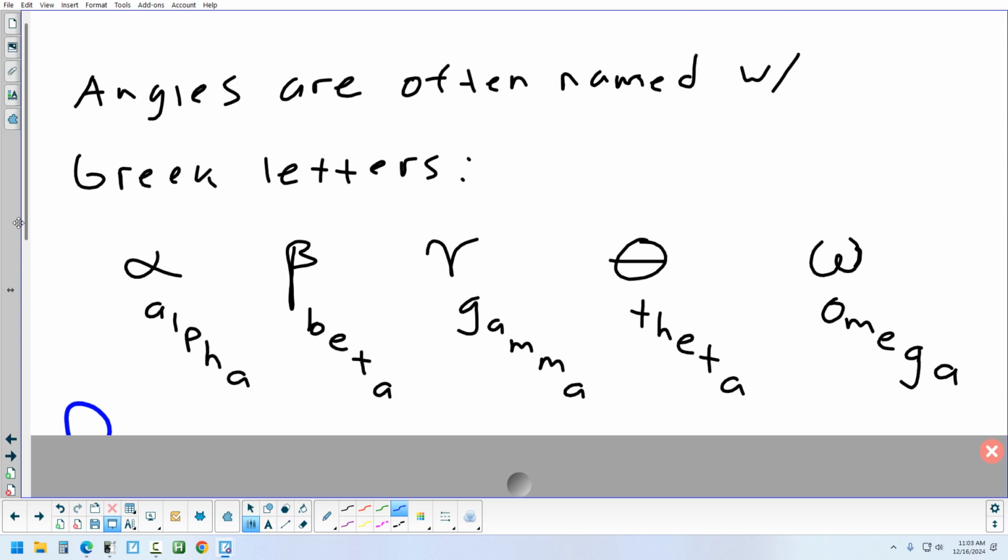There is one Greek letter we would never use as a variable in math. Pi. Don't ever use pi to represent an angle because pi already represents something else.